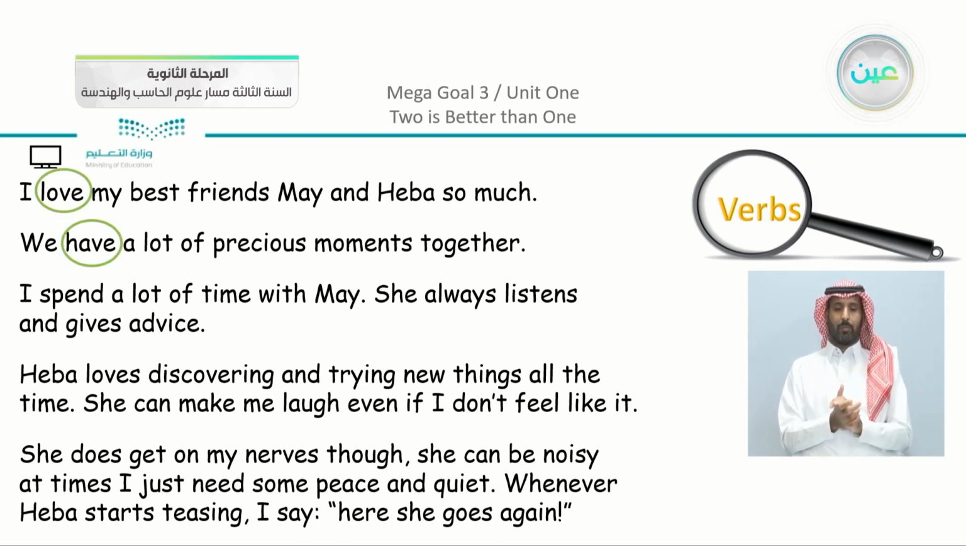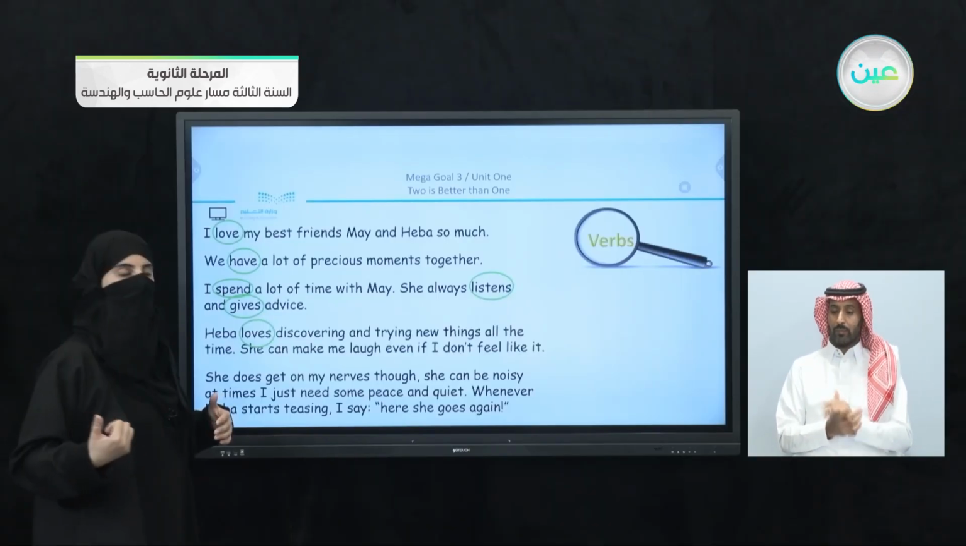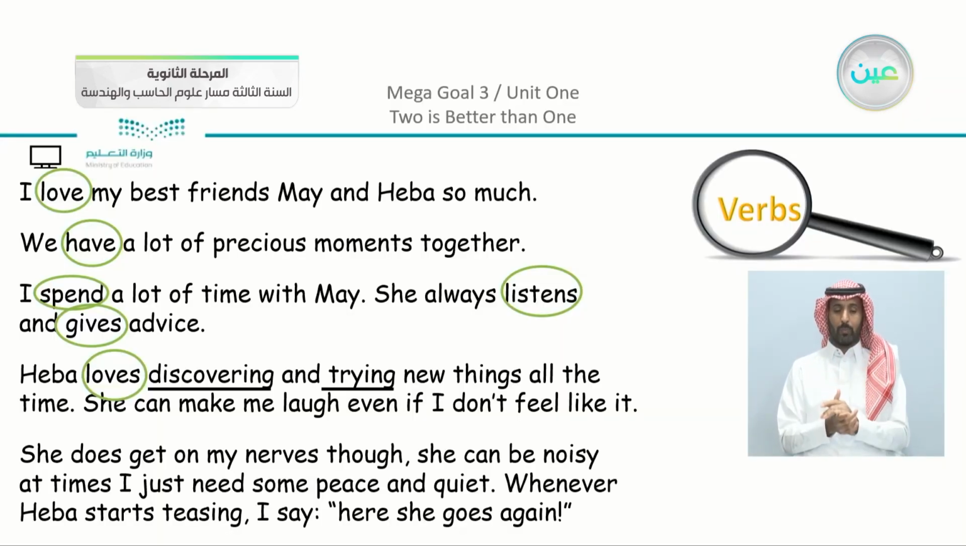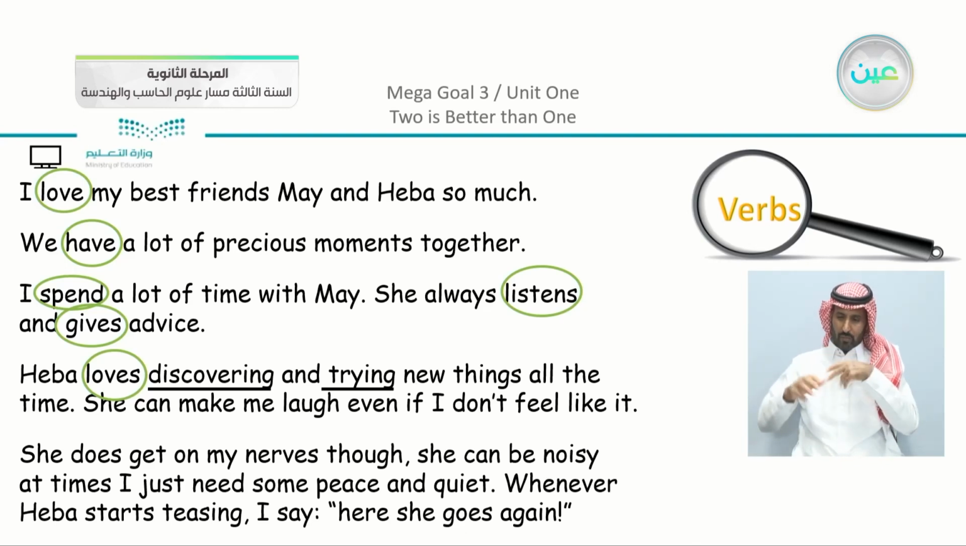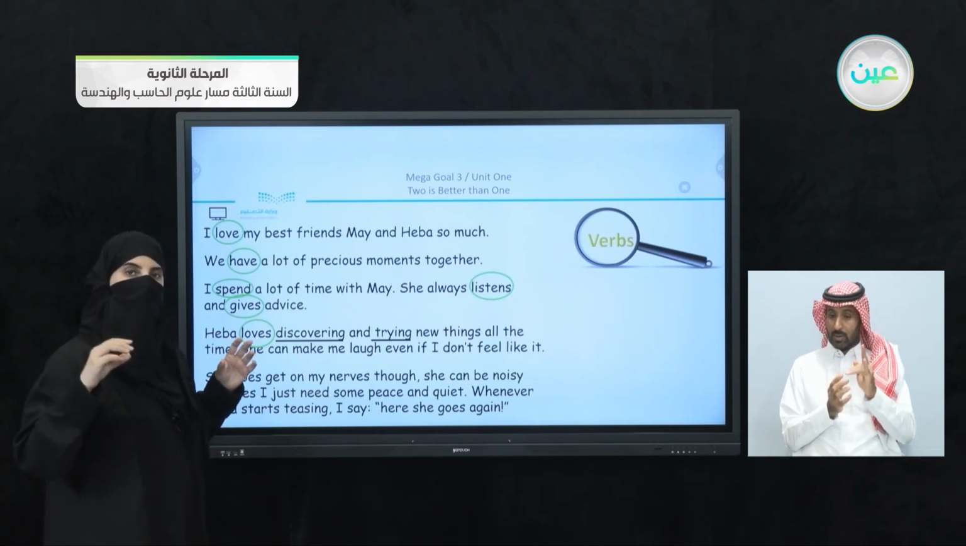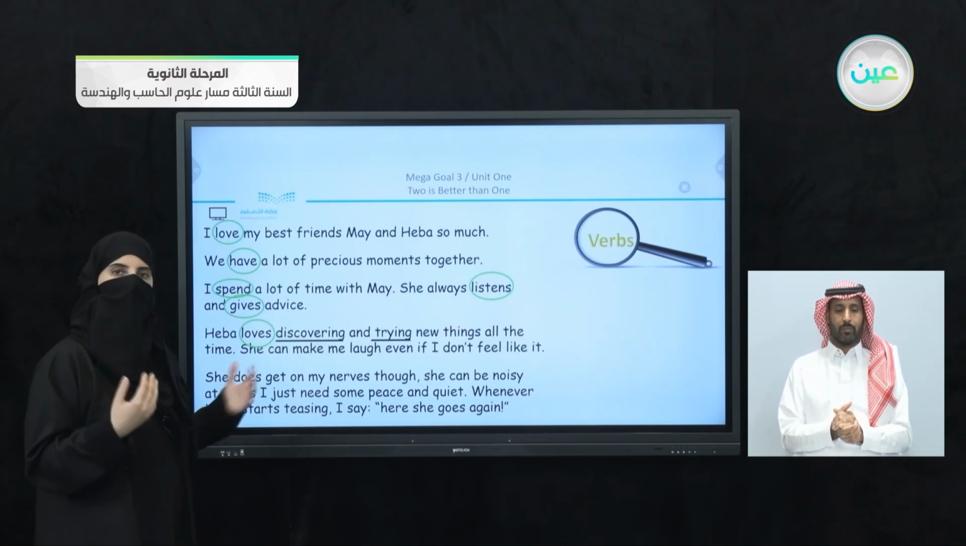We have a lot of precious moments. I spend a lot of time. She always listens and gives advice. Loves, so you can see that I love and she loves. We have here the two words, discovering and trying, and here note that I underlined them, not a green circle like the rest. No, there is just a line here, and I'm going to go back. Why did I just underline them? But you can guess the reason.